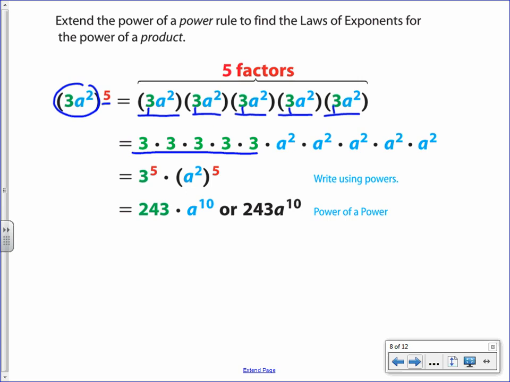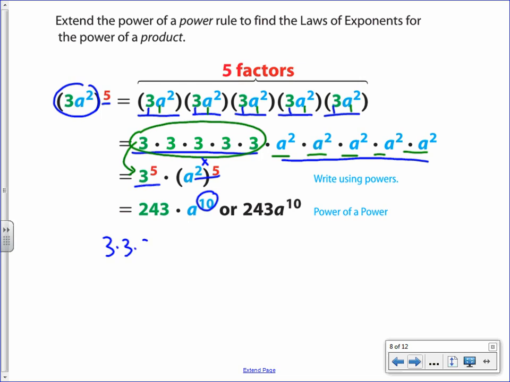Then they're taking the a out, a squared, 2, 3, 4, 5 of those, and they put 5 of those together. So now I have 3 to the fifth power, which is right here, and I have a squared, but I have it 5 times. So I'm going to multiply 2 times 5, which I get 10. And when I multiply out 3 times 3 times 3 times 3, I get 9 times 9, which is 81. And 81 times 3 is 243.